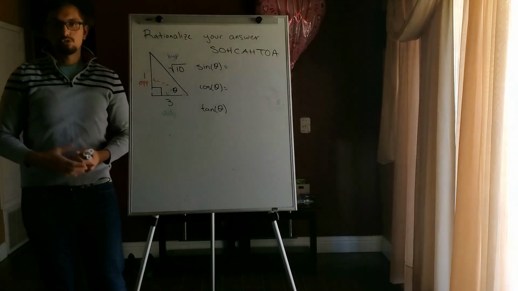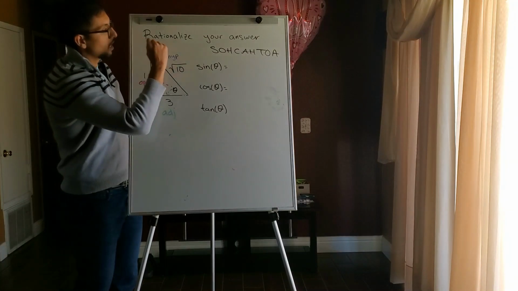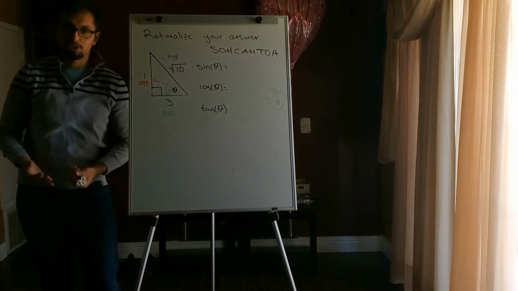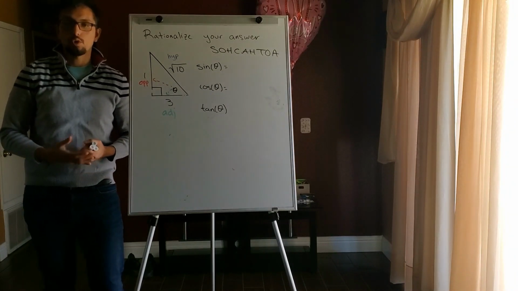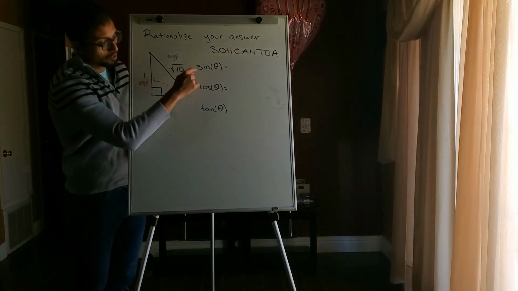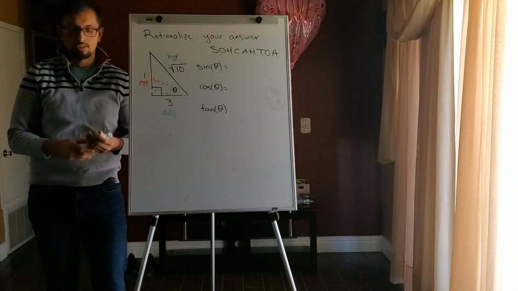All right, hello people. So when it comes to certain trig problems, you're going to be asked to rationalize your answer or expression. And we're going to demonstrate that through this process. We're going to use SOHCAHTOA to help us find the three trig ratios, sine, cosine, and tangent for this triangle, and then we're going to rationalize the answers we need to rationalize.